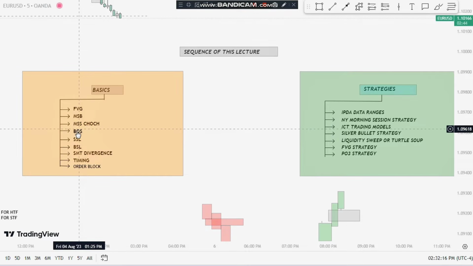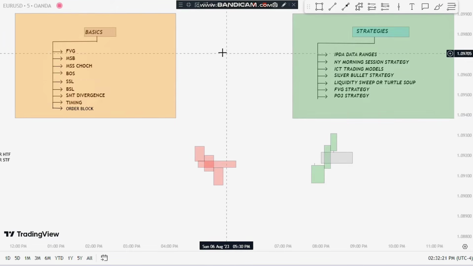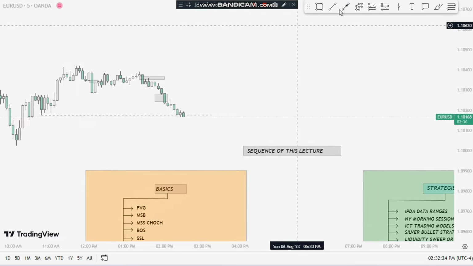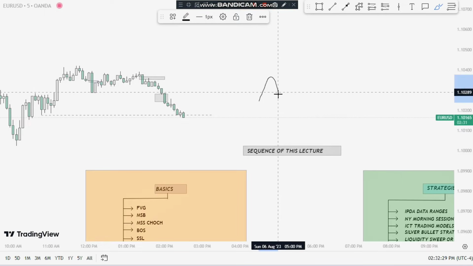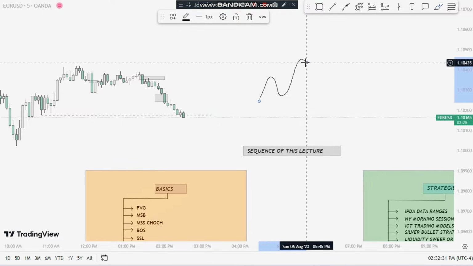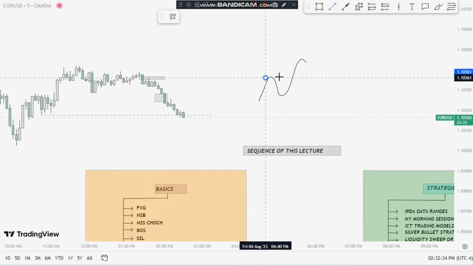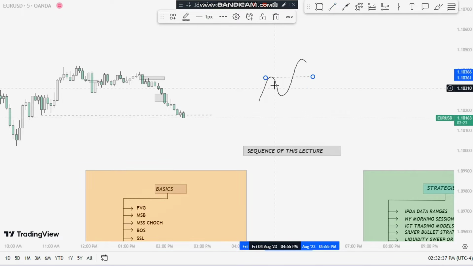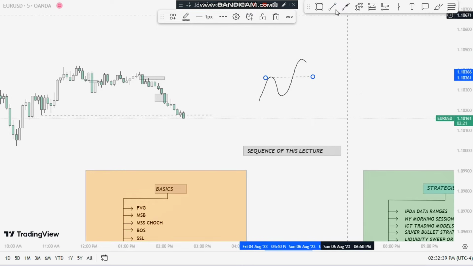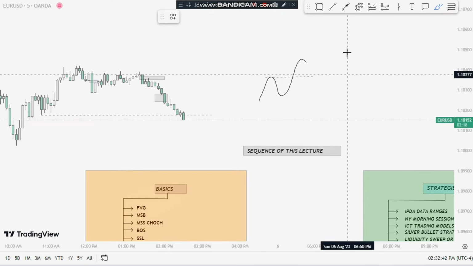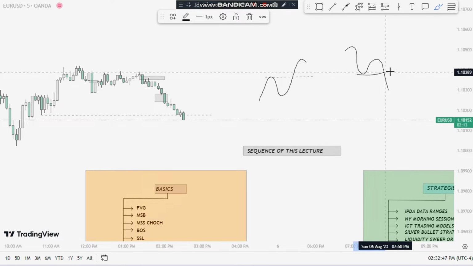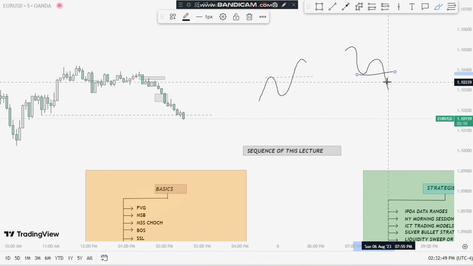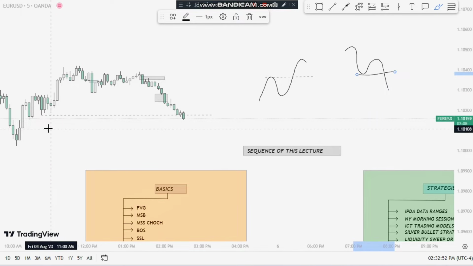Now what is the difference between BOS and MSS, MSB? So BOS is the break of structure in the same direction. Like you can see, if it makes a high, then if it makes another high, we say the break of structure has happened. So this shows the continuation, like the direction hasn't changed and the price is still going up. Or if the price is going down and then it makes another low, we say that the low has been broken or the break of structure has happened.